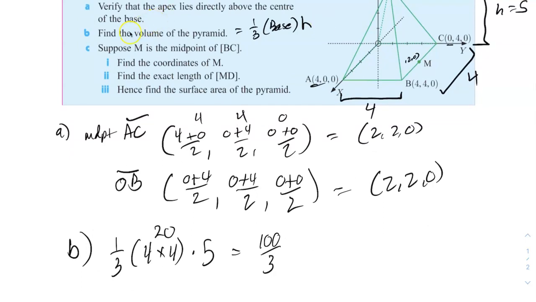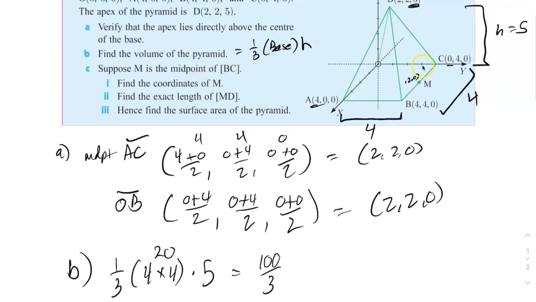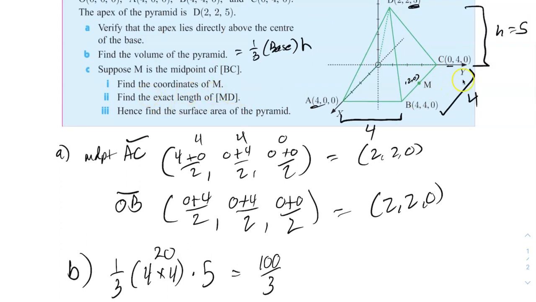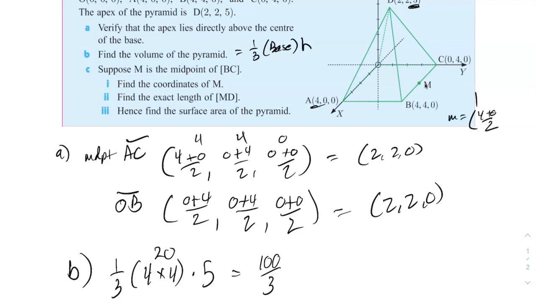So that's B. C, suppose M is the midpoint of BC. Find the coordinates of M. Well, if we want to find the coordinates of that, remember all you have to do to find the midpoint is add them up and divide by 2. So my midpoint is going to be 4 plus 0 divided by 2, and then 4 plus 4 divided by 2 for the y value, and then 0 plus 0 divided by 2. And I get 4 over 2, 8 over 2, and 0 over 2. So I'm going to get the point 2, 4, 0. So that's the midpoint, 2, 4, 0.